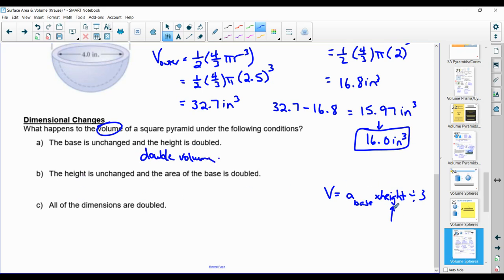Now, if I keep the height exactly the same, but I double the area of the base. So they don't say double the length of the base, they say double the area of the base. Then again, I'm going to double my volume.